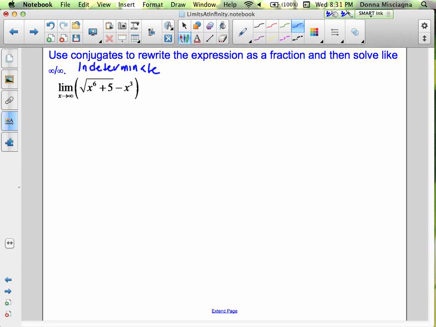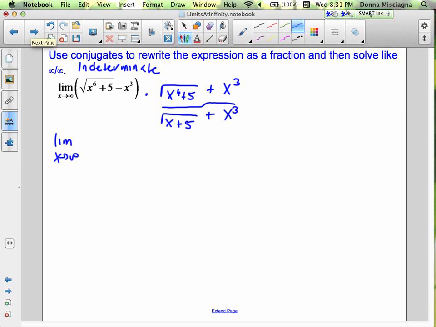All right? So we're going to multiply by the conjugate. So that's going to be the square root of x to the 6 plus 5 plus x cubed divided by the square root of x to the 6 plus 5 plus x cubed. And we have the limit as x approaches infinity. The square root of x to the 6 plus 5 times the square root of x to the 6 plus 5 is just going to be x to the 6 plus 5. No need for parentheses here because there's nothing to distribute. If that was reversed and x cubed was first, then we'd have to put parentheses so we remember to distribute the negative. But no, it's not going to matter.